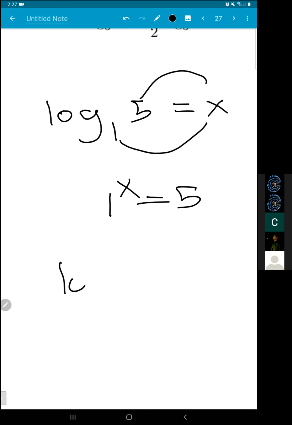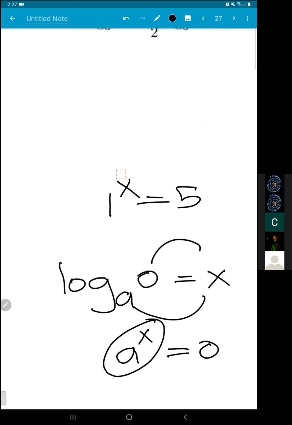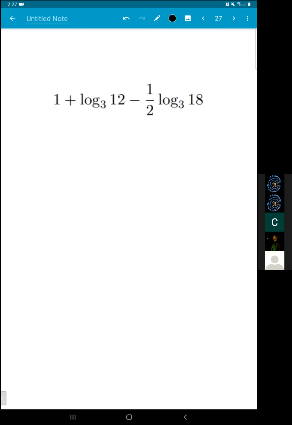And you cannot also define the logarithm of 0 to any base. Logarithm of 0 is undefined no matter what the base is. Because that would mean the number to which I should raise the base a to get 0. And remember, an exponential is never 0. It's taught in the modules and the video lectures. They mentioned that logarithmic functions are only defined for positive bases not equal to one.